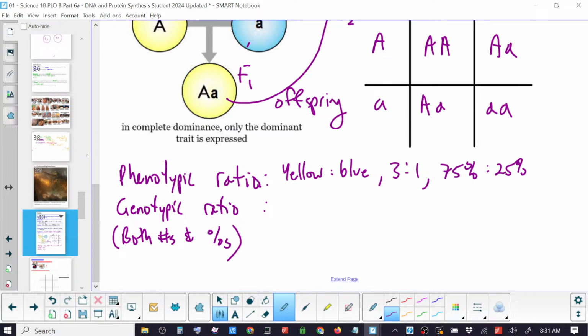Now you need to work on the genotypic ratio. Now you know what ratios are. There's two types of ratios I want. I want the numbers and I want the percents. Both. So do that for the genotypic ratio. Now genotype. Genotype, not phenotype. You got good phenotype.